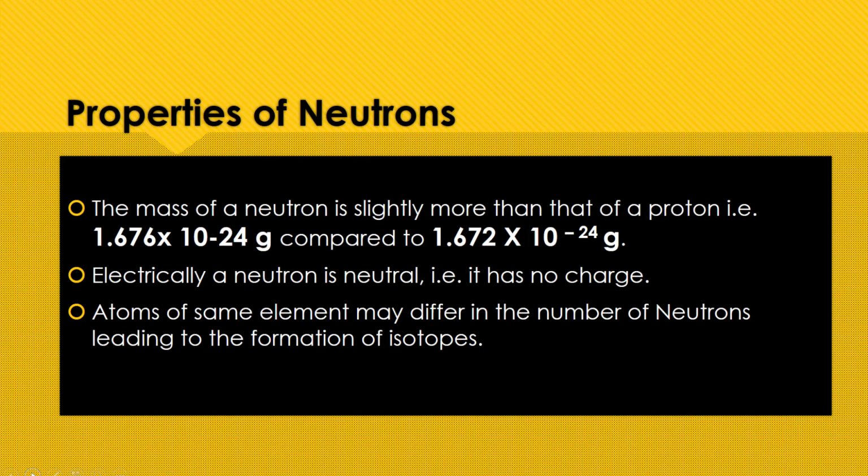Third, atoms of the same element may differ in the number of neutrons, leading to the formation of isotopes. Guys, you don't need to worry about isotopes. We'll learn about it in later classes. An atom of hydrogen contains only one proton and one electron, but no neutron. All other elements have all three particles.